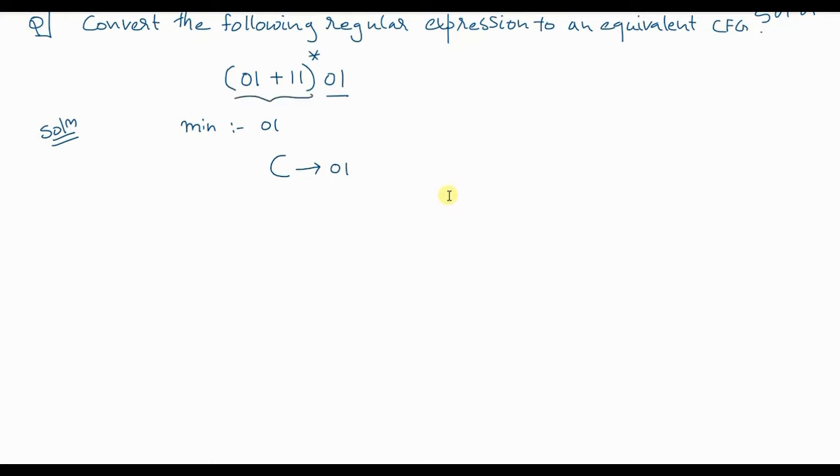Okay, there is a sub expression raised to star. So first we are going to ignore the star, and we are going to focus only on 0, 1 or 1, 1. Now how am I going to get 0, 1 or 1, 1? So let production B give 0, 1 and let production A give 1, 1. So B gives 0, 1, A gives 1, 1.